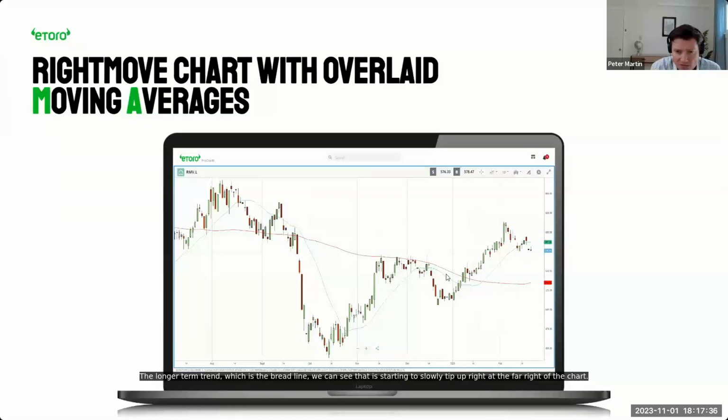the longer term trend, which is the red line, we can see that is starting to slowly tip up right at the far right of the chart. And we can see that price change is reflected a lot earlier in the green line, which turned up a lot earlier. But we can also see how they cross over with each other, which is possibly an indication of a change of state.